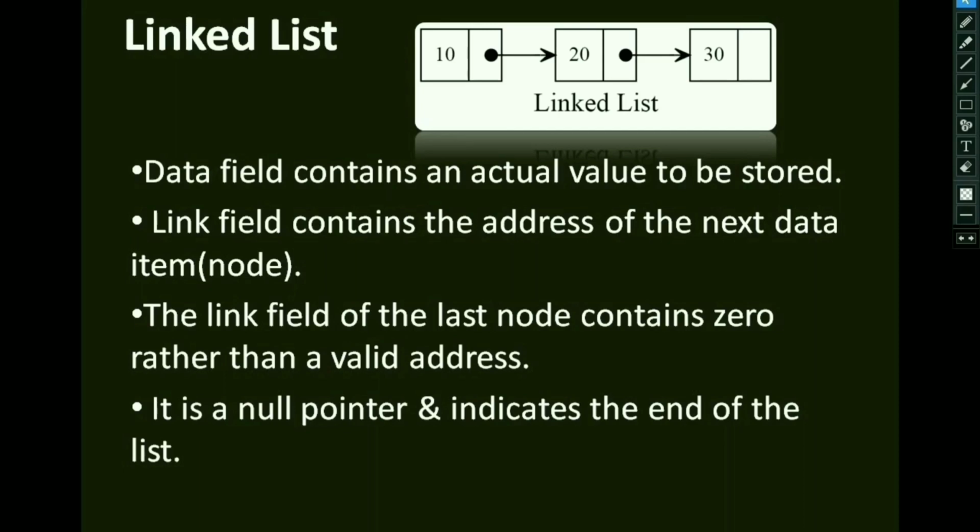And the second part is link field. This contains the address of your next node. This arrow is pointing towards the next node. So this is your link field. Okay. Now the link field of your last node will be having 0. There will be no valid address in your last field. It will be a null pointer. So this is how we get to know that this is the end of your list.